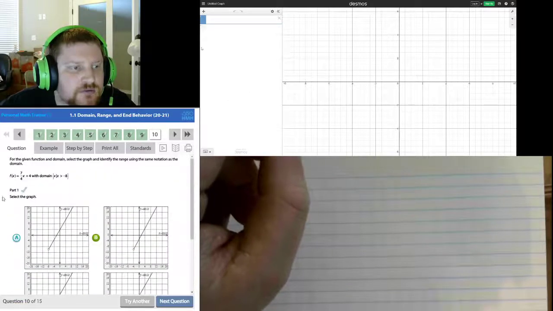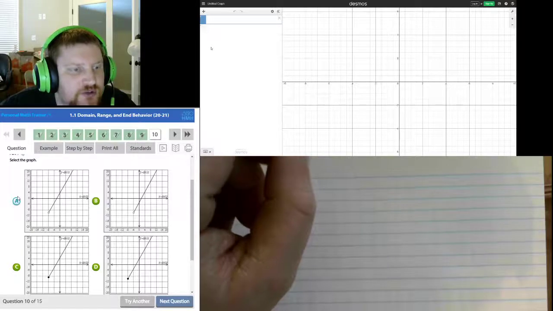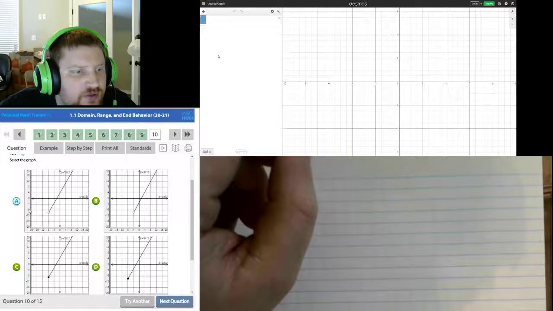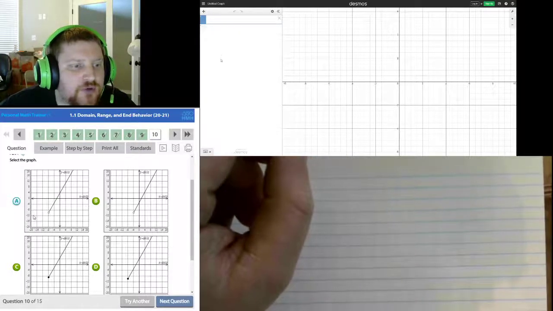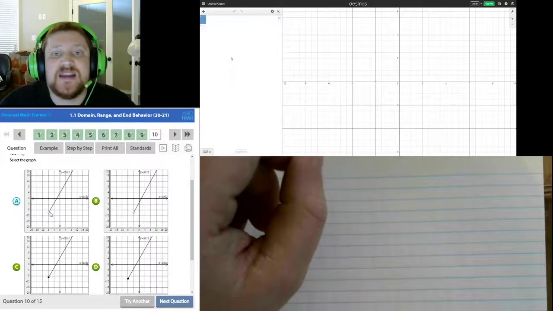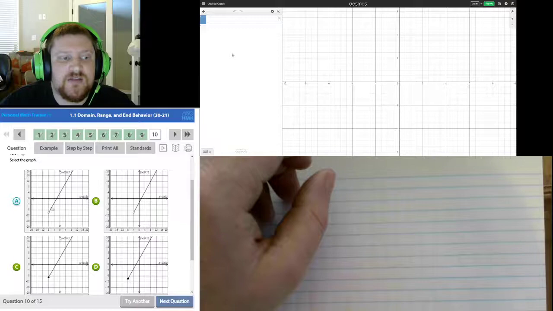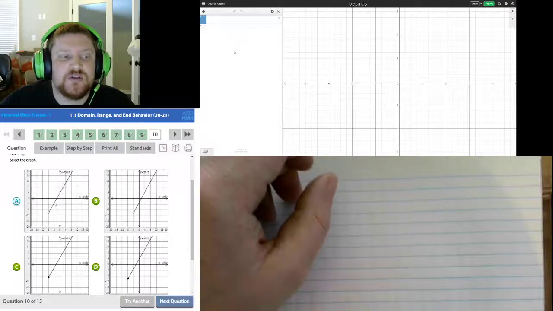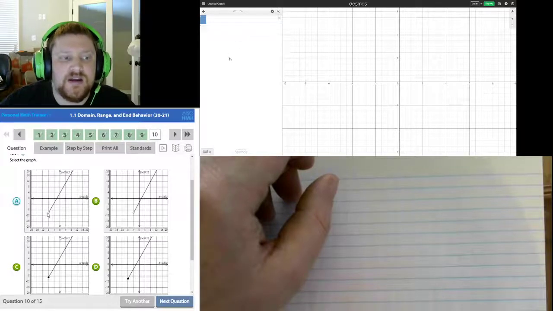Check. Check. Identify the range. Well, if this is the graph, then this looks like it's going down by 4s again. This appears to be halfway in between. So halfway between -8 and -12 would be -10. So -10, and then it's all numbers bigger than that. So -10 is less than y.